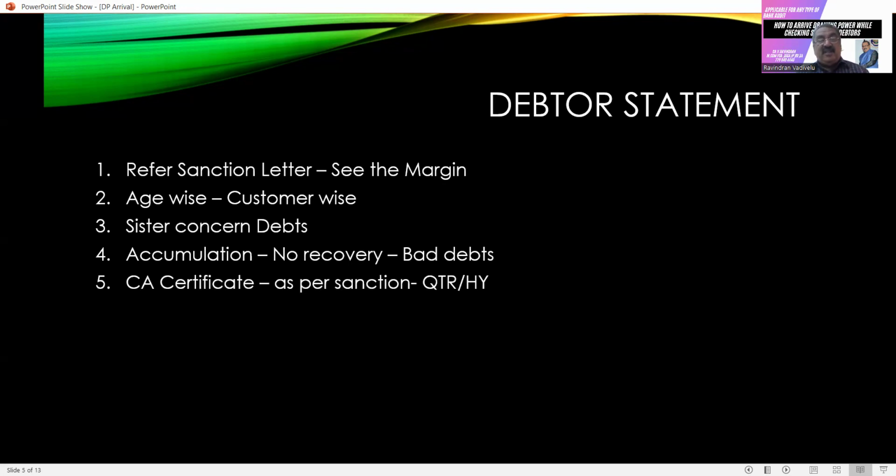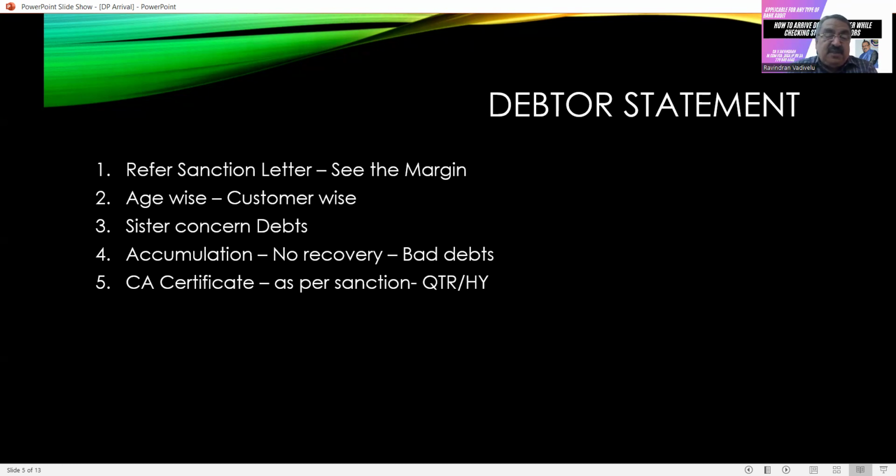Next one is a very important thing that is specifically mentioned in the sanction letter, saying that once in 6 months or once in 3 months or once in 9 months, the borrower has to get a certificate from the chartered accountant with reference to the list of the debtors. The list of the debtors includes the name of the debtors, age of the debtors, and if there is any dispute or not. Everything will be specifically mentioned by the chartered accountant in his certificate.